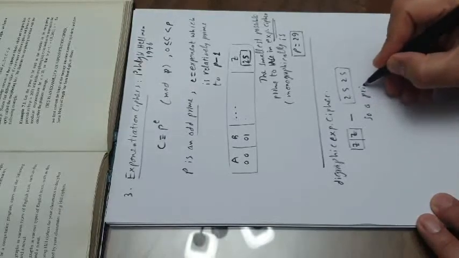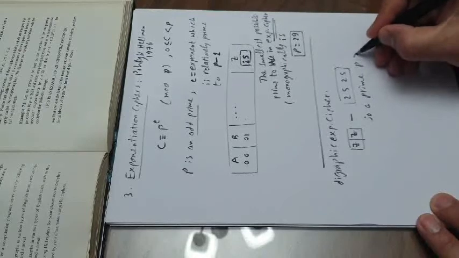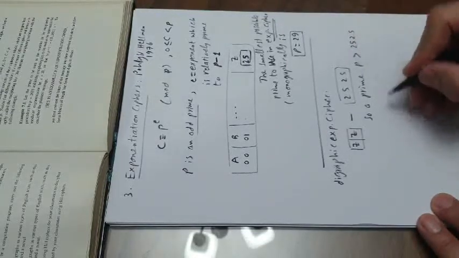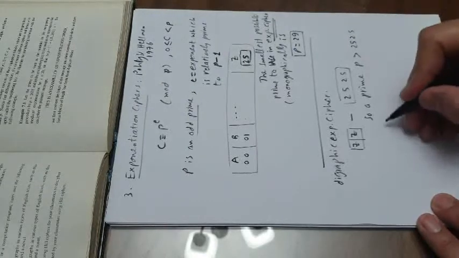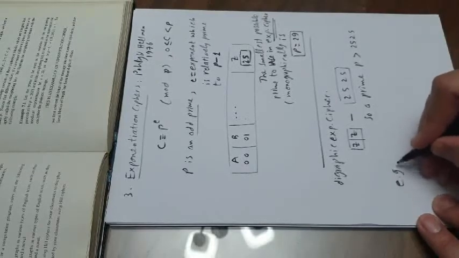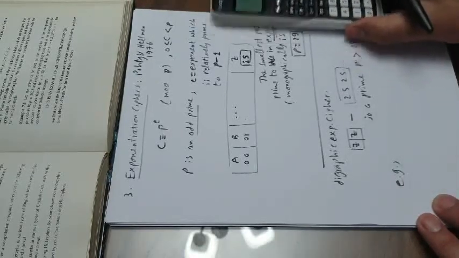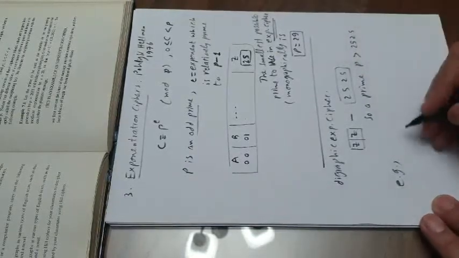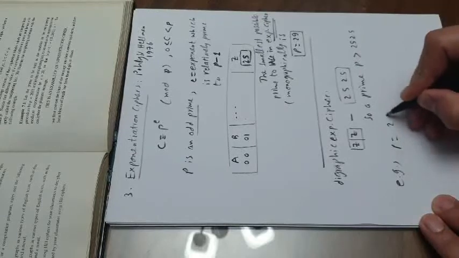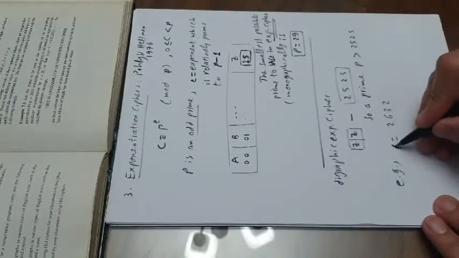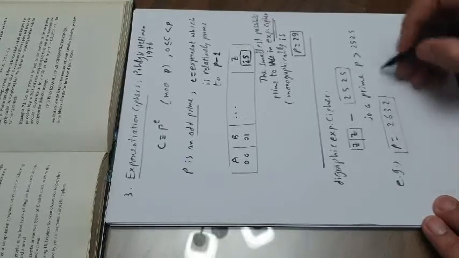the prime p bigger than 2525 is needed. So a prime like this is needed. For example, the one here in example 1 is p equals 2633. Yes, this satisfies the condition, and this could be used as example 1.